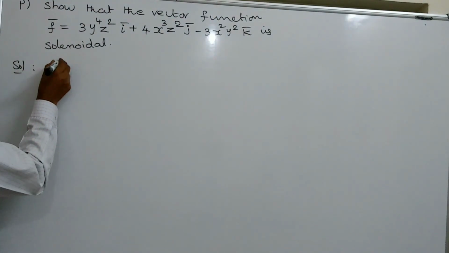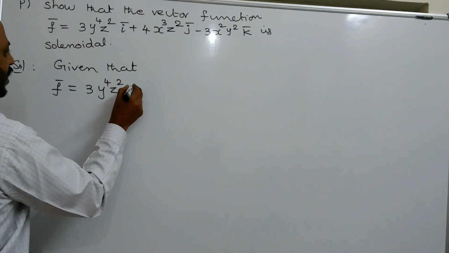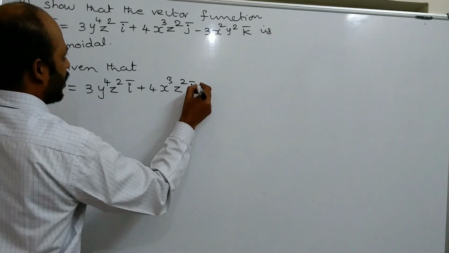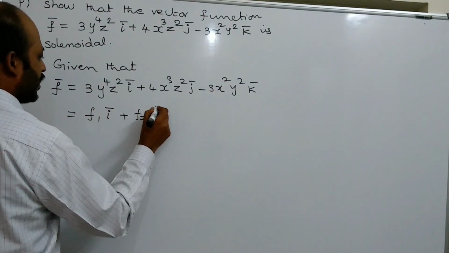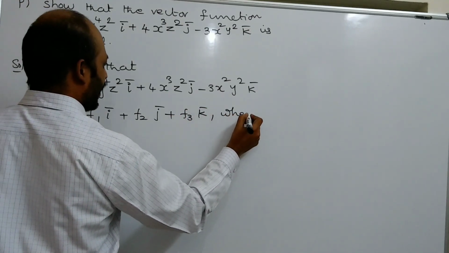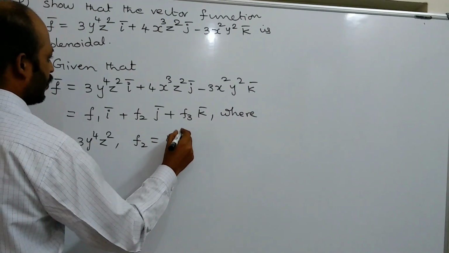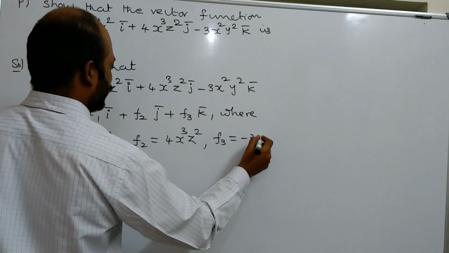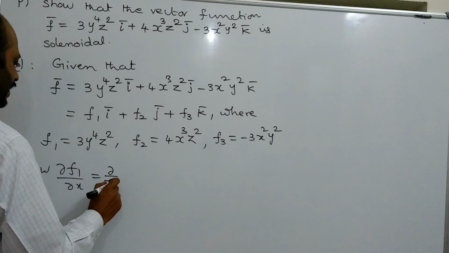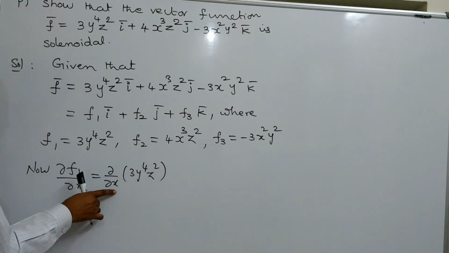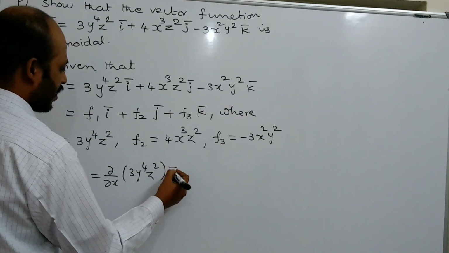So solution, given that f bar is equal to 3 y power 4 z square I bar plus 4 x cube z square j bar minus 3 x square y square k bar. This is nothing but f1 I bar plus f2 j bar plus f3 k bar, where f1 is equal to 3 y power 4 z square, f2 is equal to 4 x cube z square, f3 is equal to minus 3 x square y square. Now calculate the derivatives, dou f1 by dou x, dou by dou x of 3 y power 4 z square. You observe that with respect to x, this term does not contain x, so it is treated as a constant term. So derivative of a constant term is 0.